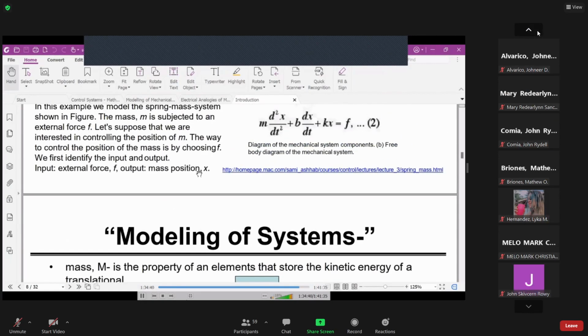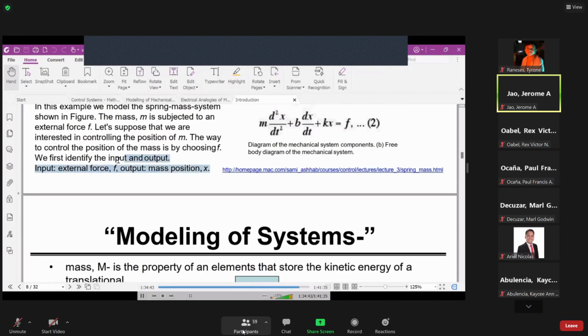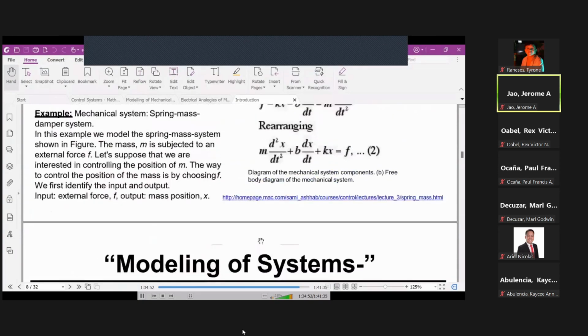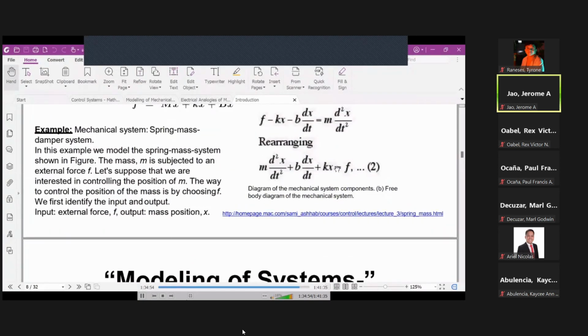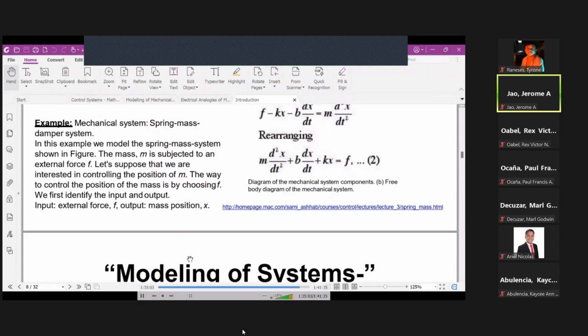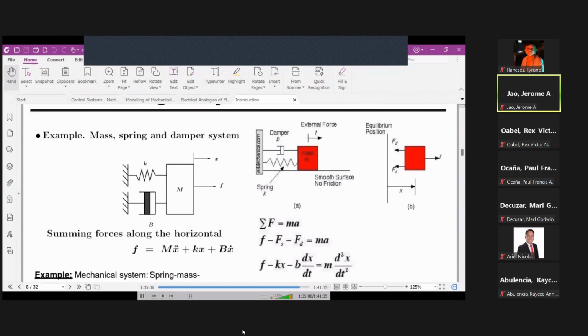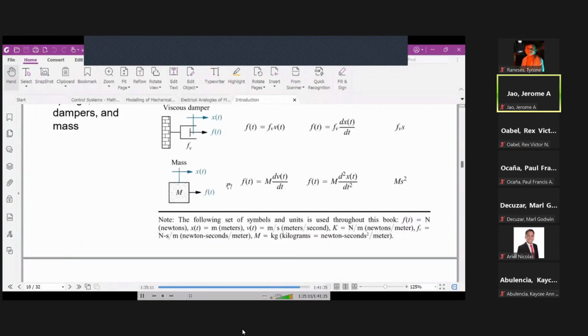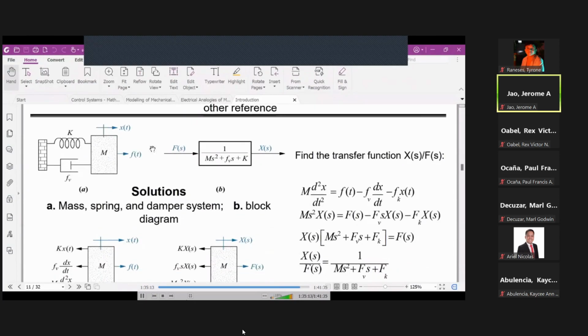The output is the mass position x, or the displacement. The input is the external force and the output is the displacement x. So when we analyze it, if the question is to find the differential equation model, the mathematical model, we are done here. This is already our answer for the mathematical differential equation model of your system. However, when the question is to get the transfer function model of this system, you are not finished here. So you need more, the transfer function model, as we said, is not finished yet.